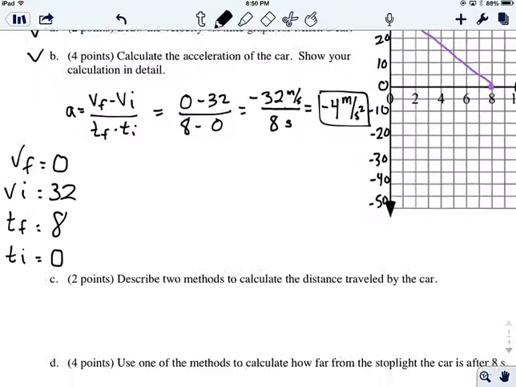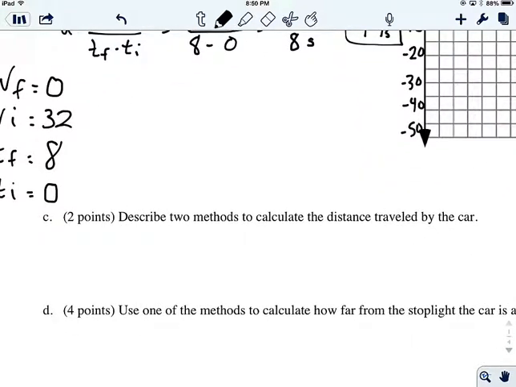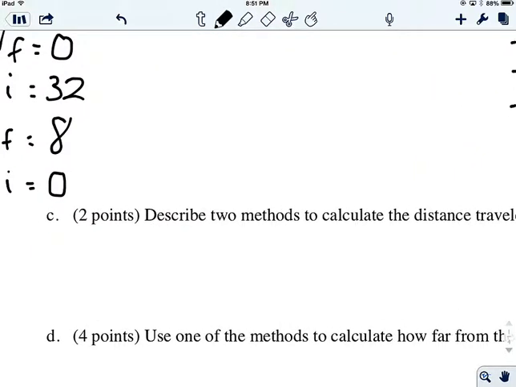Now let's move on down to C. It says describe 2 methods to calculate the distance traveled by the car. If we look up on the board, we see that another way to say distance traveled is just delta x. So what are 2 ways we can find delta x? Remember, it asks for 2, so just go ahead and number them. We'll do 1, and then we'll do 2.